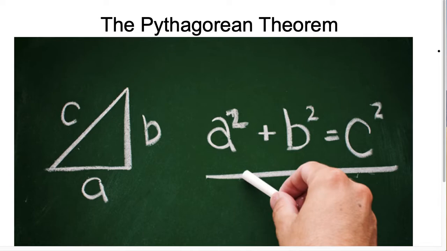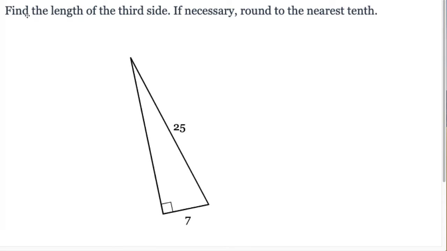Okay, so let's begin. In this lesson, you will also need a calculator handy. Here it's asking you to find the length of the third side, and if necessary, round to the nearest tenth. Here is a triangle, very specifically a right triangle, and you're given two sides of the triangle. So you can find the third side by applying the Pythagorean theorem, a squared plus b squared equals c squared. First, let's identify the sides that are given to us.